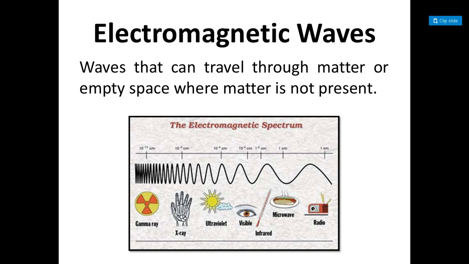Examples of electromagnetic waves are visible light, infrared, microwaves, radio waves, X-rays, gamma rays, and ultraviolet. All of these don't need a medium. They have the ability to travel in space. Sunlight travels from the sun to earth through empty space. Although light waves can travel through a medium, they can also travel without a medium. Light and similar waves are called electromagnetic waves.